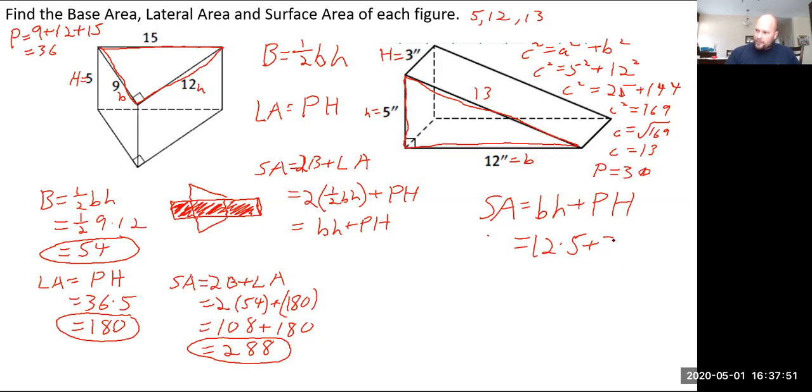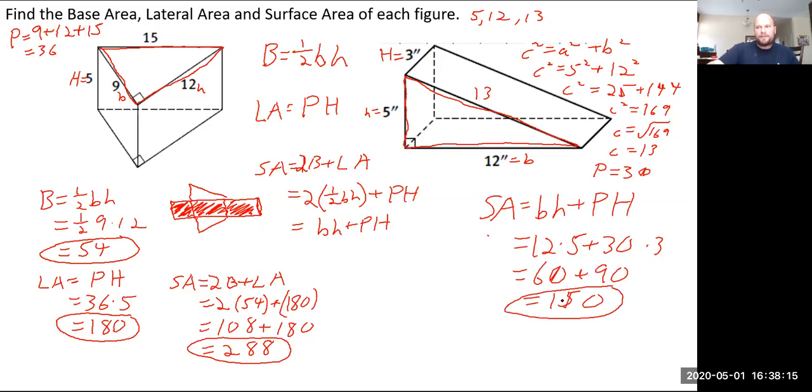And then plugging that in, 30 times our height, which is 3. Again, the 3 is the height of the solid. That's the capital H. 12 times 5 is 60. 30 times 3 is 90. Add them together and we get 150 for the surface area of that solid.